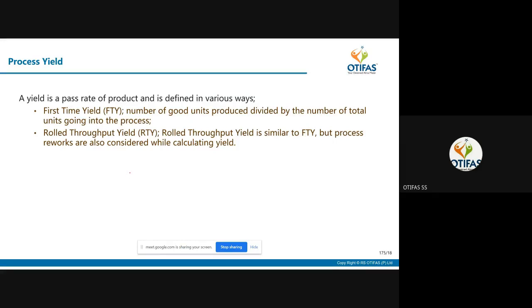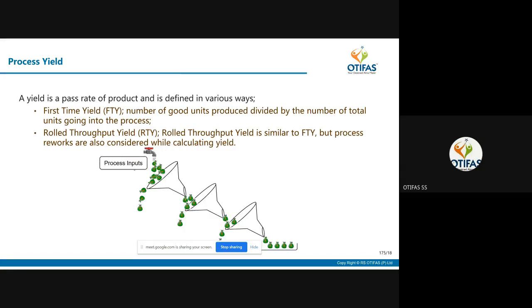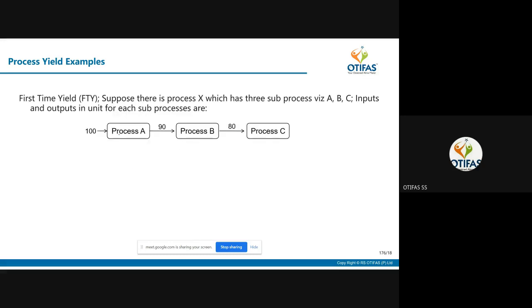Now there is one more terminology called yield. Yield is nothing but first time pass: how many pieces go into a process and how many come out of the process. That is just simple. If 100 things go into a process and 90 pass out, then this process yield is 90 divided by 100, that means 90%. Now from here, 90 go in, and 80 come out good. That means here the yield is just 80%.